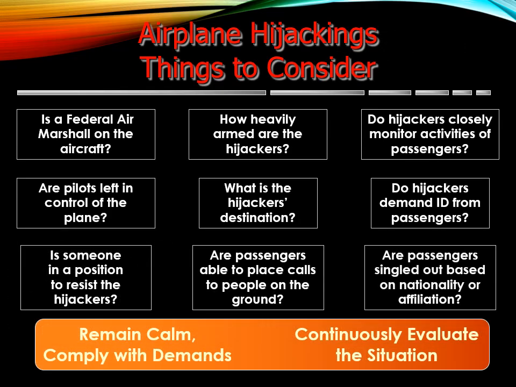Airplane hijacking things to consider. Is there an air marshal on the aircraft? Are they heavily armed? How are they armed? Are the hijackers monitoring the activities of the passengers? Are the pilots left in control of the plane? What is the destination? Do they say? Do the hijackers demand ID from everyone? Is someone in a position to resist the hijackers? Are passengers able to place calls without being caught? Passengers singled out based on nationality or affiliation or religion? Remain calm, comply with demands, continuously evaluate the situation.